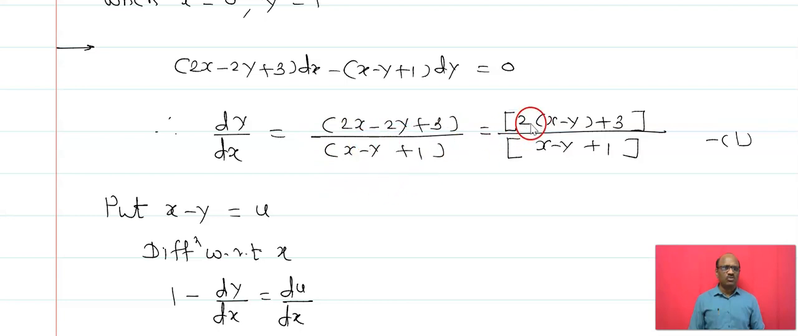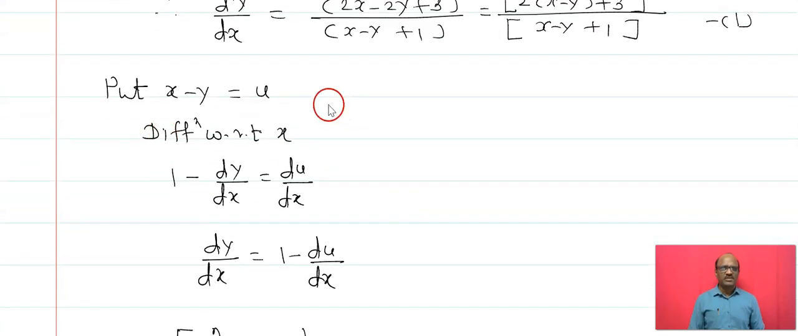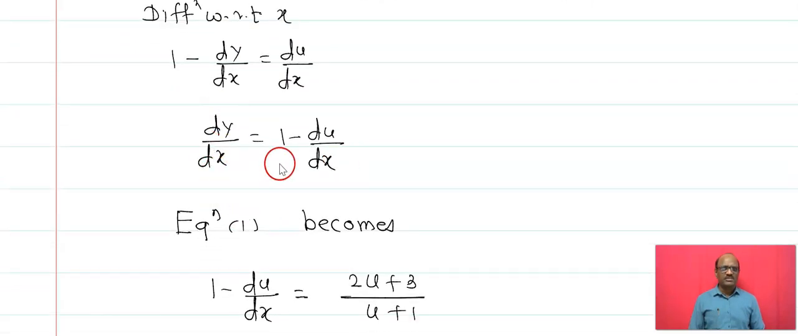Now take the 2 as common, then (x - y + 3)/(x - y + 1). This is equation 1. Put x - y = u. Differentiate this with respect to x. The derivative of x is 1, the derivative of y is dy/dx and of u is du/dx. Therefore dy/dx = 1 - du/dx.